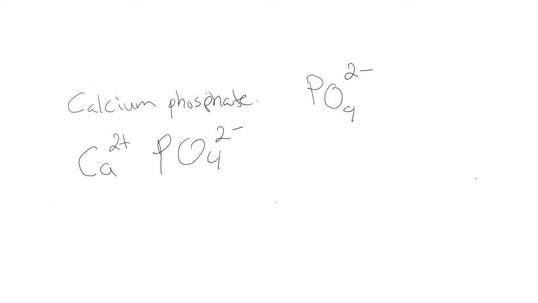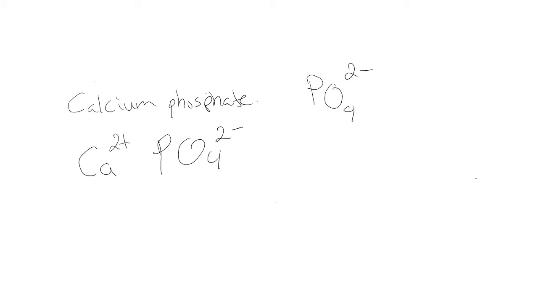Now we've got to figure out what the chemical formula is going to be. So for a compound, the way the ions go together is they get together so that the overall charge is 0.